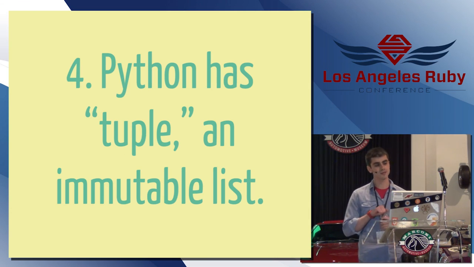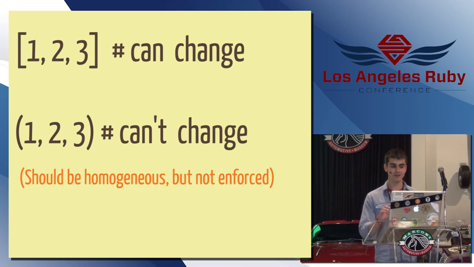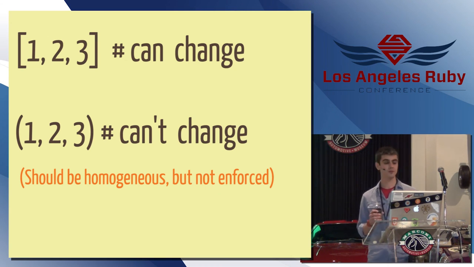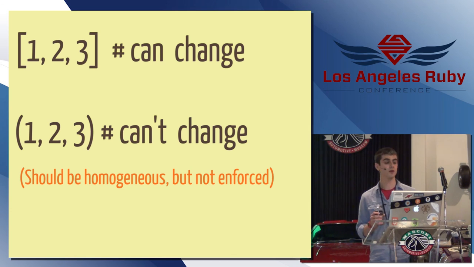Number four, Python has something called tuple, which is an immutable list. I don't particularly like this personally. But basically, if you have the square brackets, that's a list in Python. You can change it. It's just like an array in Ruby. But if you use parens, that's a tuple, and that can't change. If you try to change the tuple, you'll get an error.